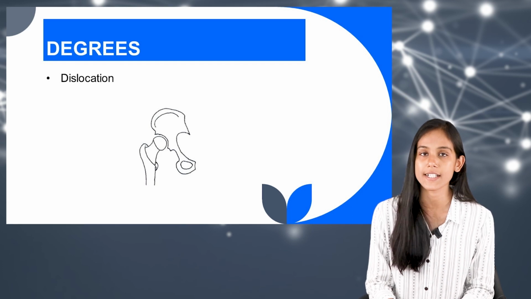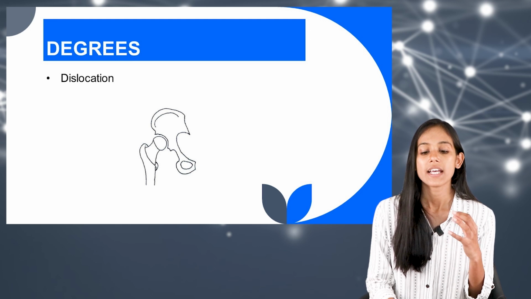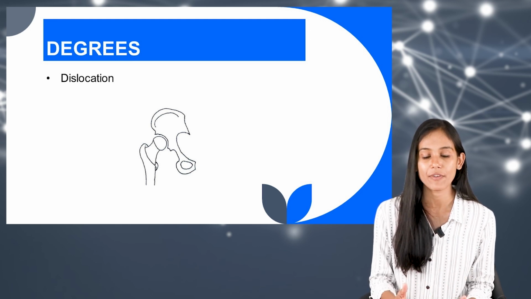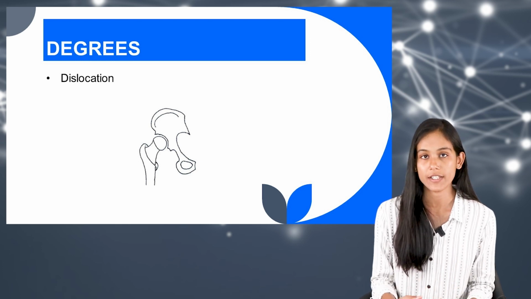And the next one is dislocation. So in dislocation, what happens? The articular cartilage of the completely dislocated femoral head does not contact with the acetabular articular cartilage. So this was all about the degrees of dysplasia of hip.